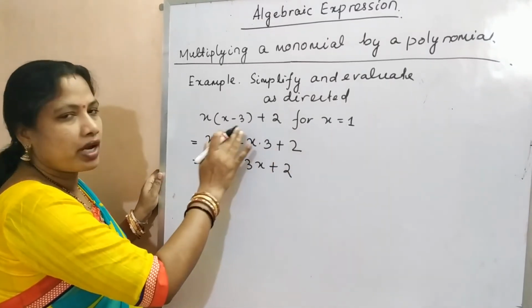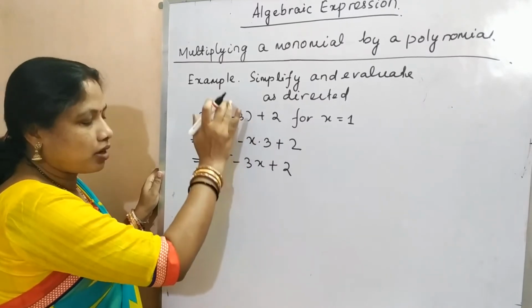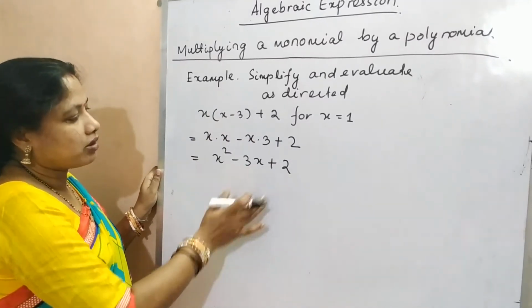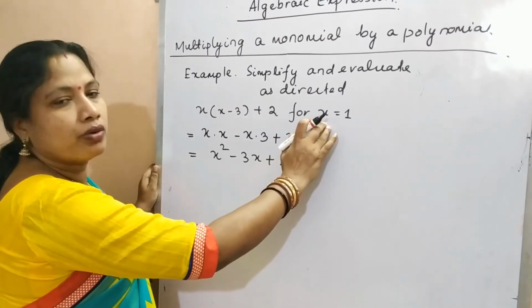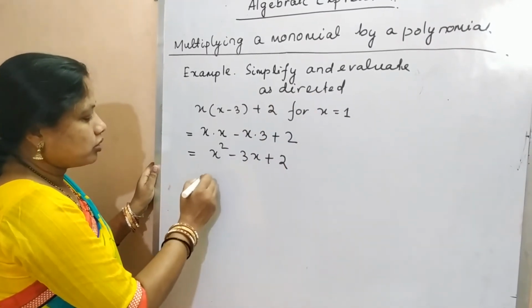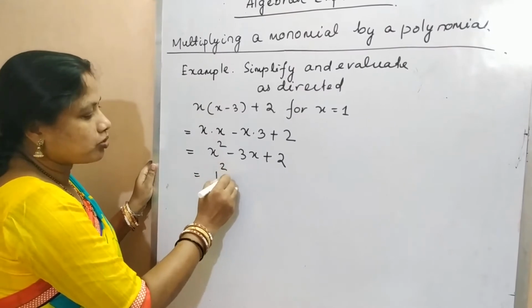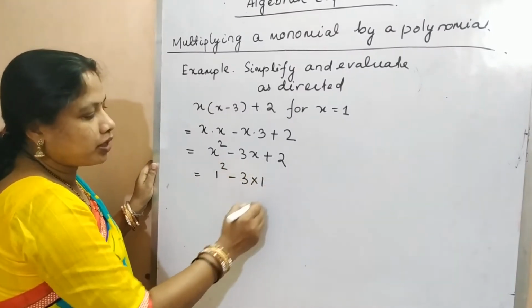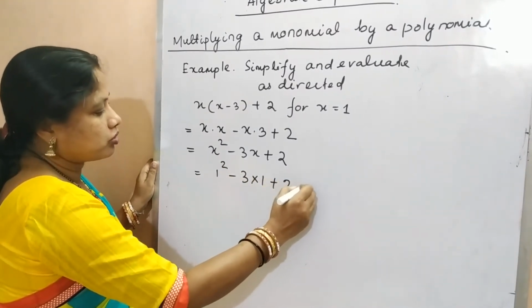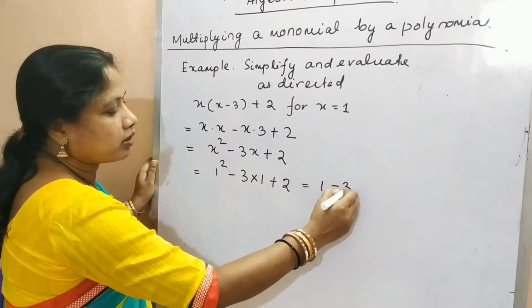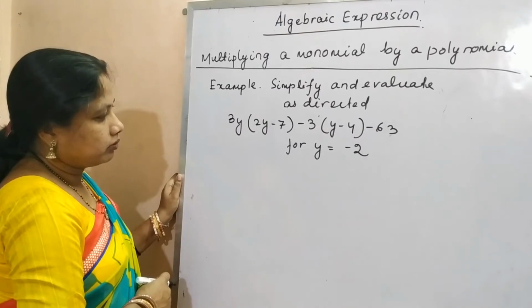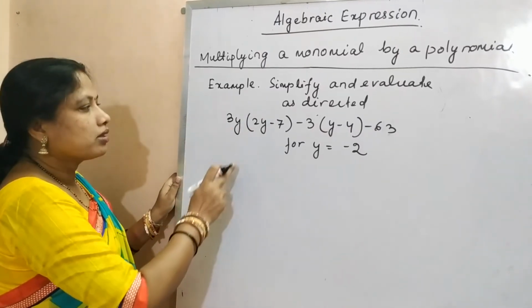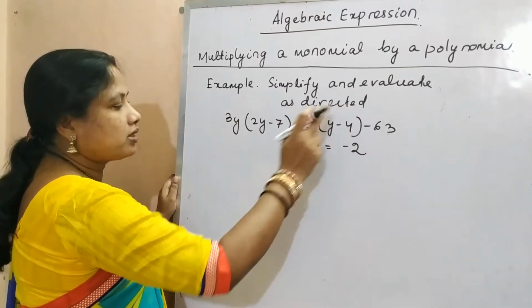So first we have simplified the expression. Then we will evaluate it by putting the value x is equal to 1. So this is equal to 1 square minus 3 multiplied with 1 plus 2. So this is equal to 1 minus 3 plus 2. So the answer is 0.